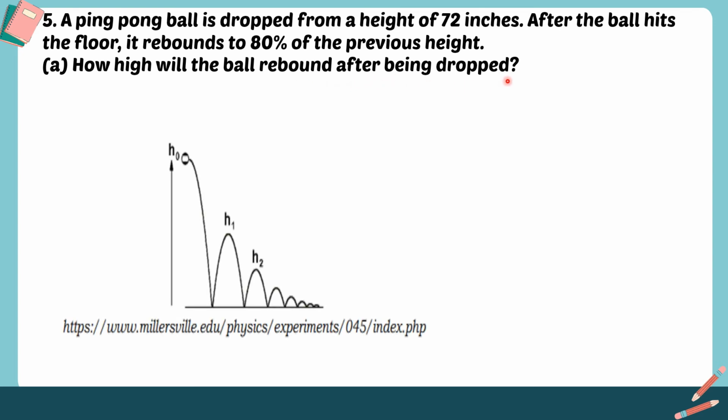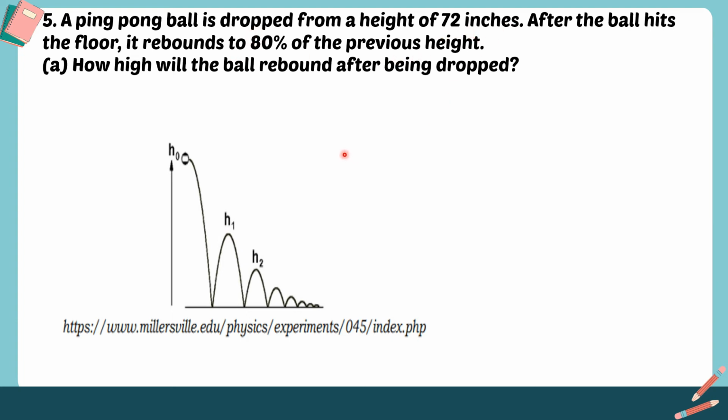So, kung i-analyze natin yung pagbagsak ng bola, ito yung kanyang initial height from 72 inches. Ibabagsak mo siya pababa sa floor. Pagbaba sa floor, magba-bounce back siya. So, kailangan natin mahanap yung first height niya pagkatapos niyang bumagsak sa lupa. So, that is 80% nung kanyang previous height, which is 72.